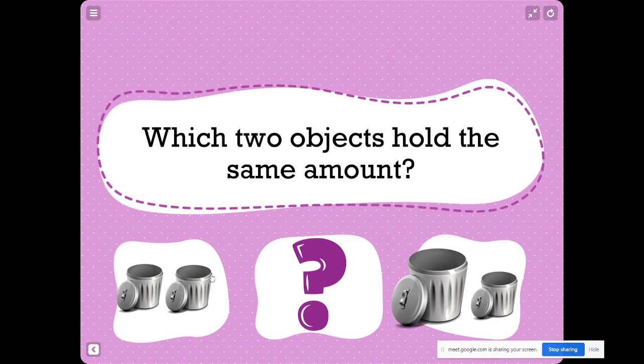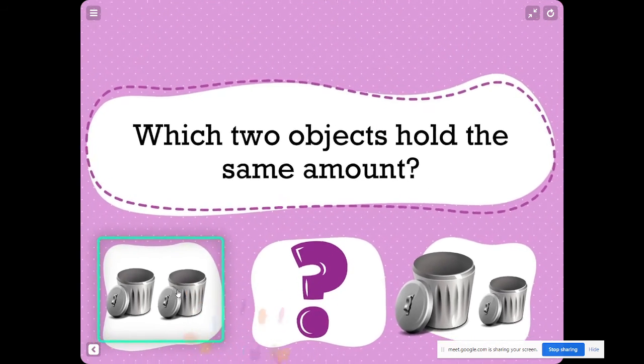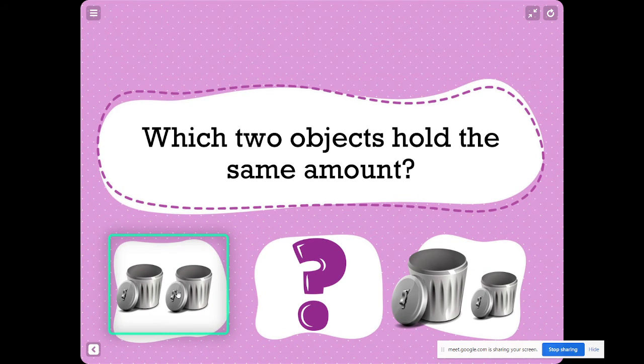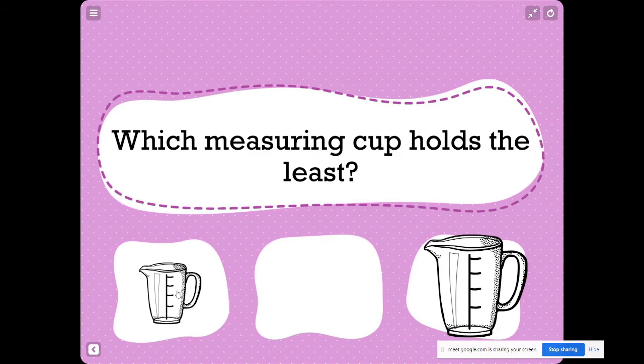Next, which two objects hold the same amount? A, because they have the same size, right? B. C. A. Which measuring cup holds the least? With measurement. Which measuring cup holds the least? A. B. Because it's none.